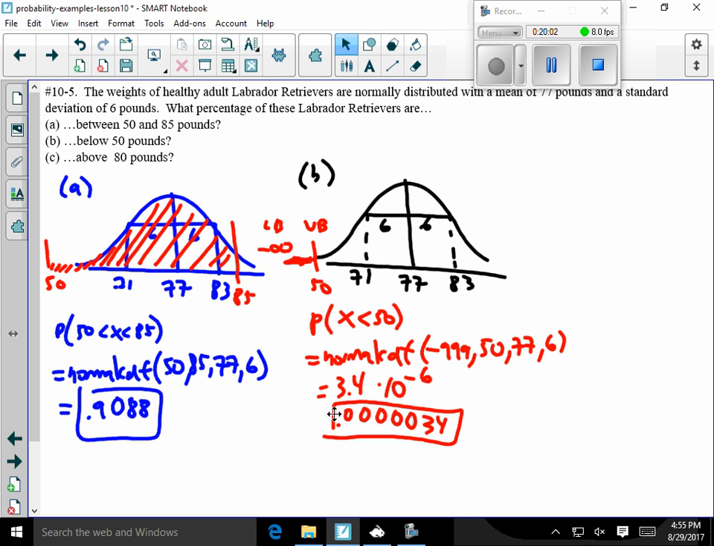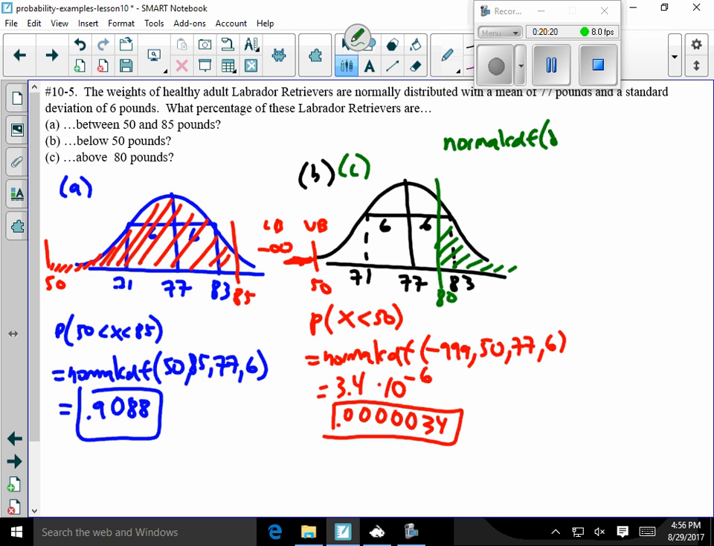Okay, I'm going to use the same sketch to do C. I'll just change colors. So for C, we're going to be above 80 pounds. So 80 is maybe right about here. And so the probability would be this part. So again, I'm going to use normal CDF.